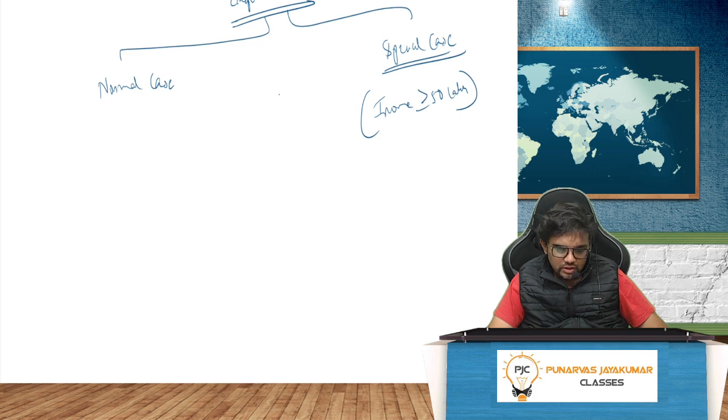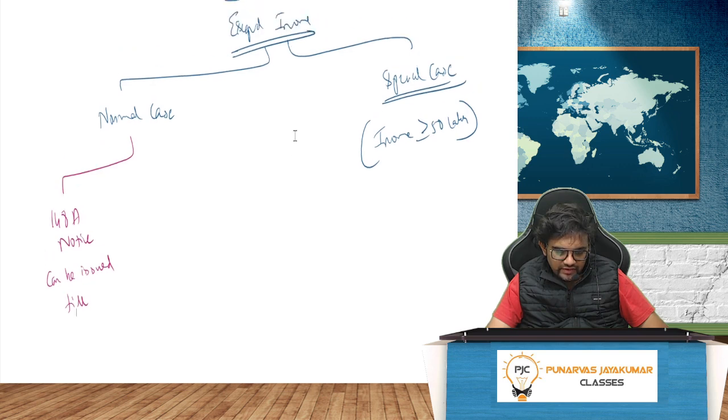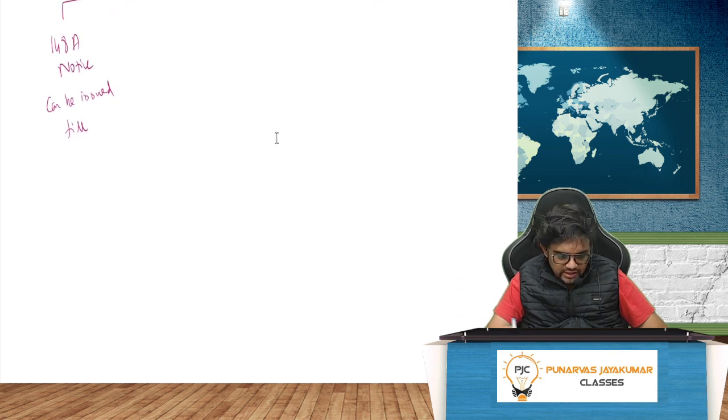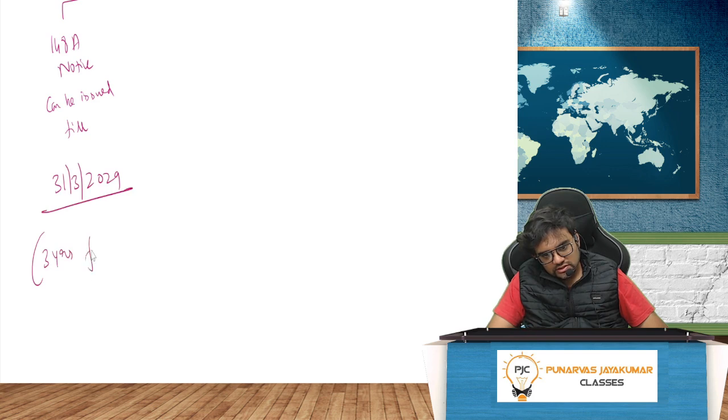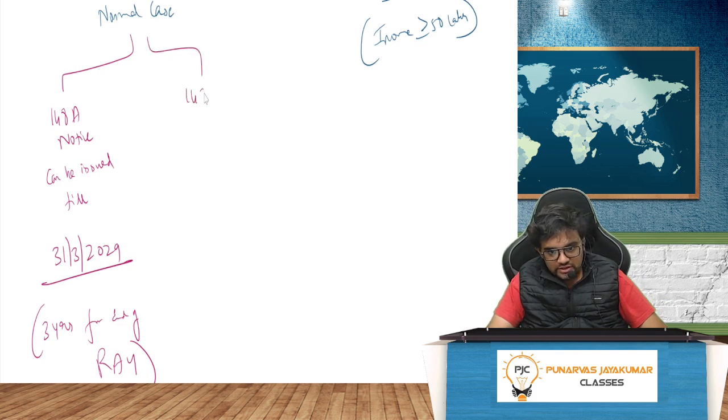Tell me. So normal case: a 148 notice can be issued till which day? 3 years from the end of the relevant assessment year. Assessment year 25-26, so 26-27, 27-28, 28-29, till 31st March 2029. 3 years from the end of the relevant assessment year. What about the 148 notice?